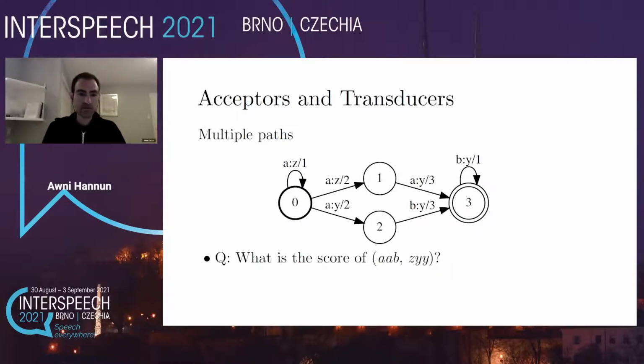So another question for you to think about: what is the score of the transduction of the sequence AAB to ZYY in this graph? Think about that for a second to make sure you understand how the transducers work.